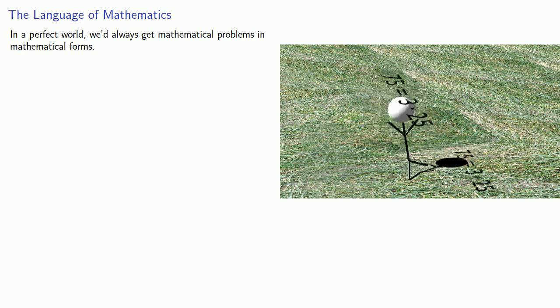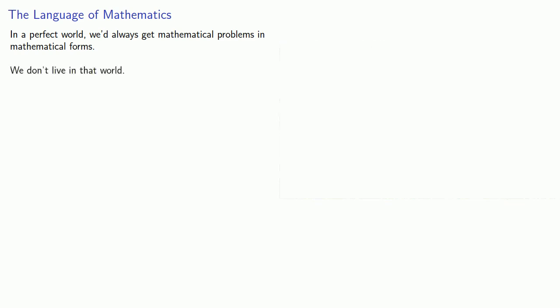In a perfect world, we'd always get mathematical problems in mathematical forms. Equations would fall out of the sky. We don't live in that world, and it's often necessary to translate a problem phrased in a natural language into a mathematical statement.